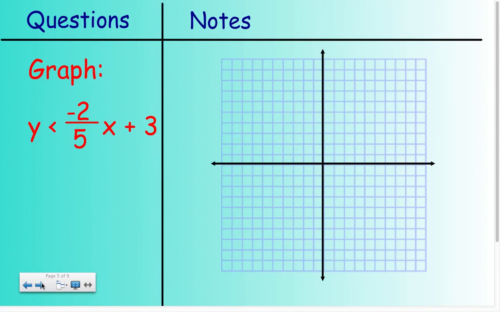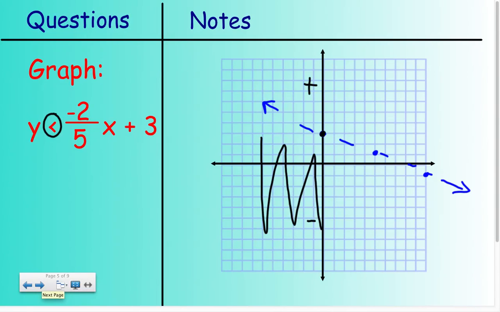All right. Put my first dot at positive 3. Then I'll rise negative 2, run 5, rise negative 2, run 5. Now this one is less than, so I need a dashed line again. Then I'm going to put my pen on my y-intercept. This one says less than, so if I put my pen on the y-intercept, I made a black dot. Less than, remember the numbers up top are getting bigger, the numbers down below are getting smaller, they're becoming negatives. If y is less than, smaller numbers fall below my line.